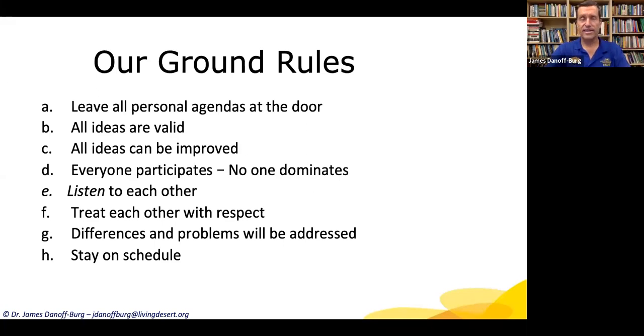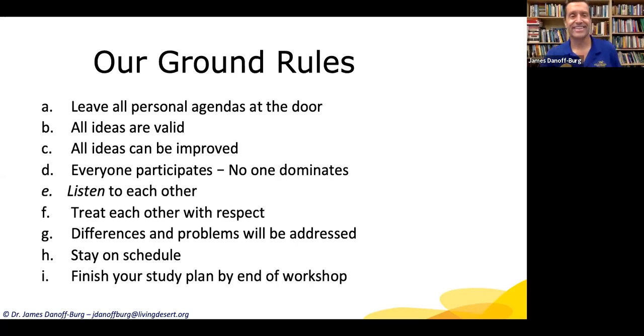But we will try to stay on schedule, and in the 11 sessions that we'll be together, we are going to make great things happen, because we will finish up our study plan by the end of that workshop. Promise. 11 sessions, with the 14th of July, I think, being our last session. We will have an entire program together for you to begin implementing on the 15th of July. Let's make it happen.